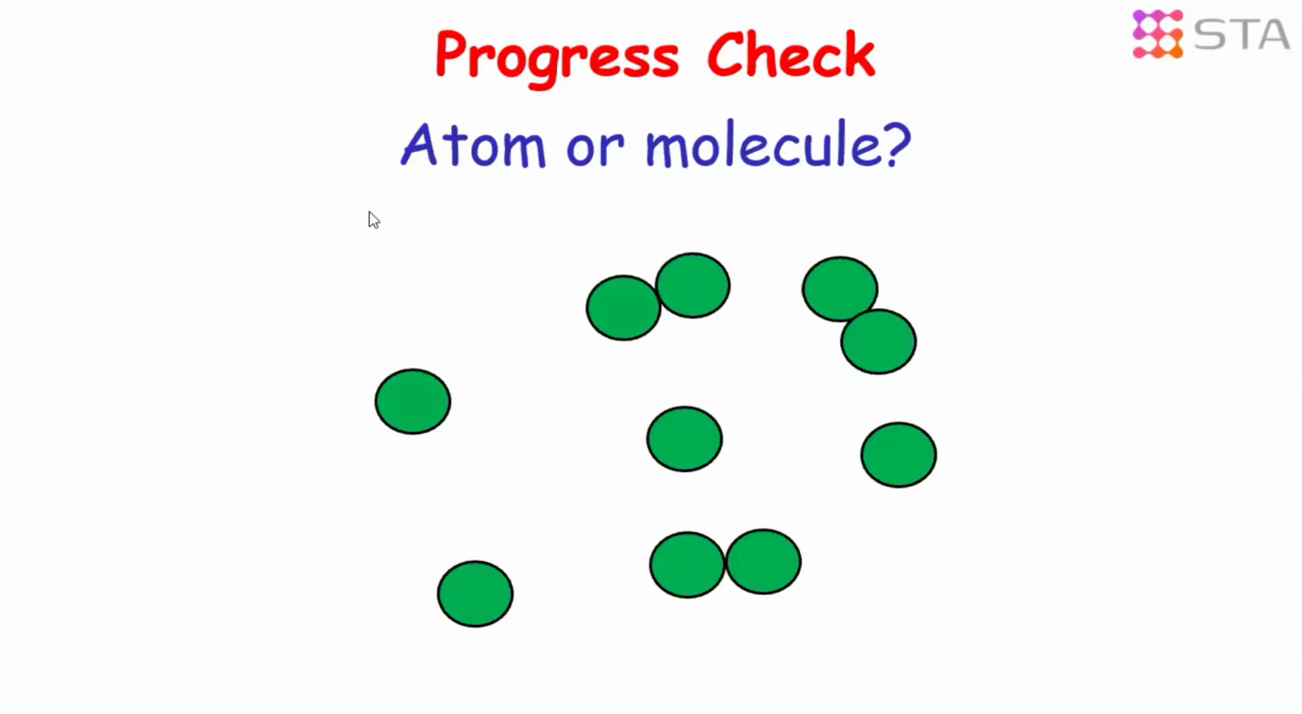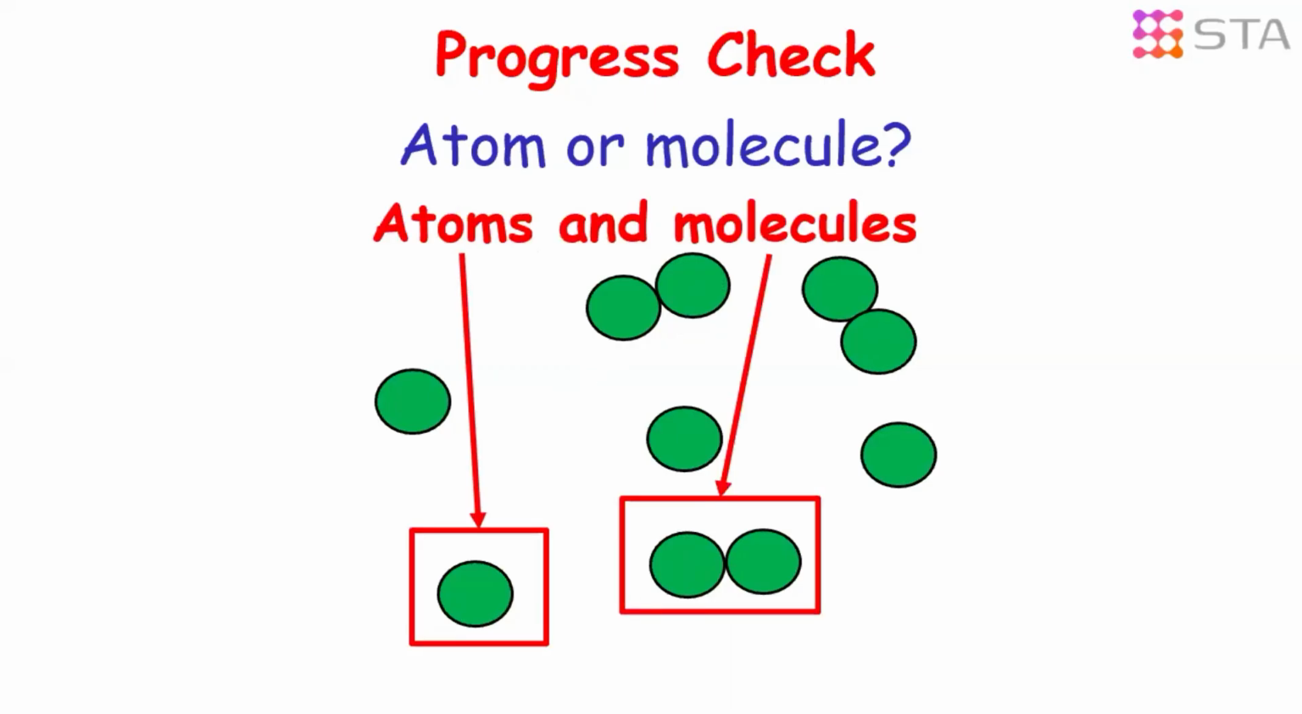Question 4. Now, the particles here are a little bit trickier than the previous ones. So we've got these single atoms here that are not bonded to any other atom. So we definitely have atoms here, but we've also got these particles here that are bonded, where we've got 2 atoms bonded together. So these are molecules. So we've actually got both. We've actually got atoms and molecules in this example.